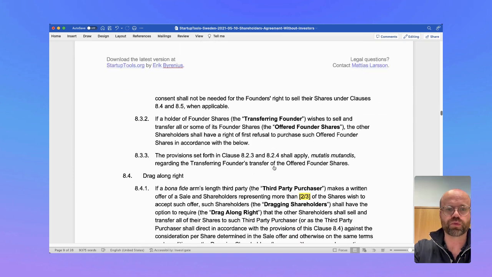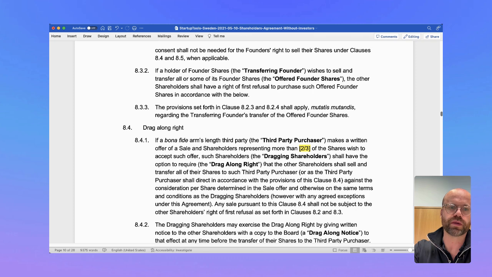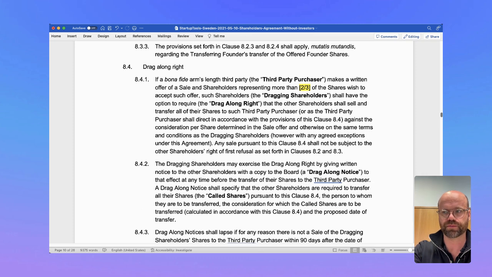Also, you might have things in a shareholders agreement called a drag-along right or a tag-along right. And this is also to, for instance, protect certain groups of shareholders. A drag-along right is basically saying that, let's say there is an external party who wants to buy the company, and you have one small shareholder who doesn't want to sell. Well, here it says, you see there's a placeholder here, if shareholders representing more than 2/3 of the shares wish to accept that offer, they can drag along the remaining shareholders to sell.